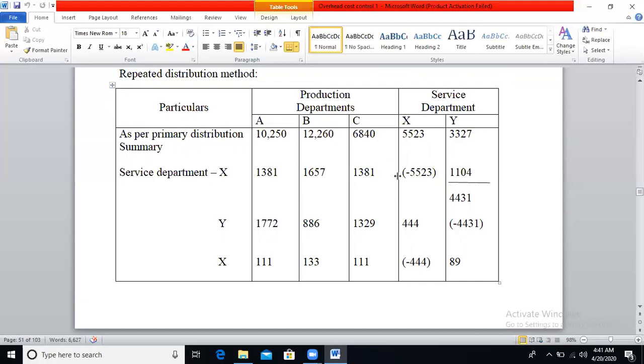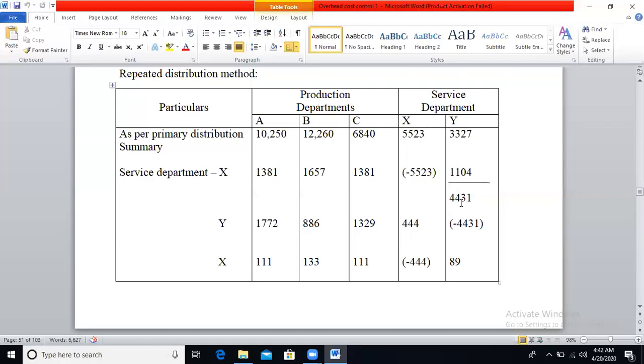So first take the value of the X department that should be reapportioned to all three production departments. Deduct the reapportioned value of all the production departments. The remaining value should be considered for the remaining service department. So now the X value gets cancelled. The second service department will be Y. So next you have to reapportion the Y department value 3,327 plus the reapportioned value of X, 1,104.